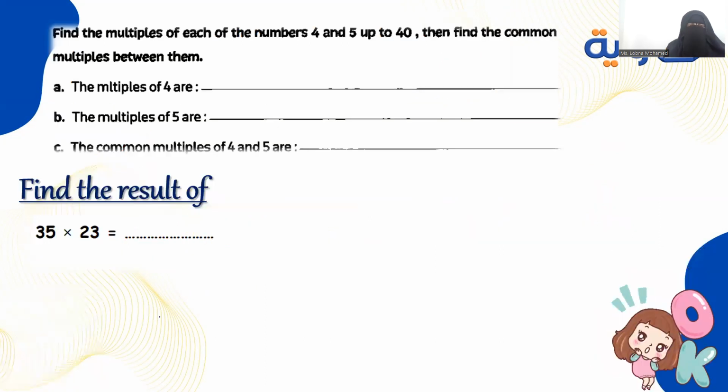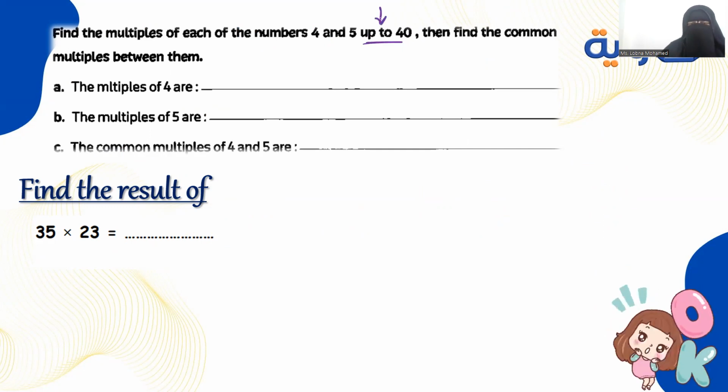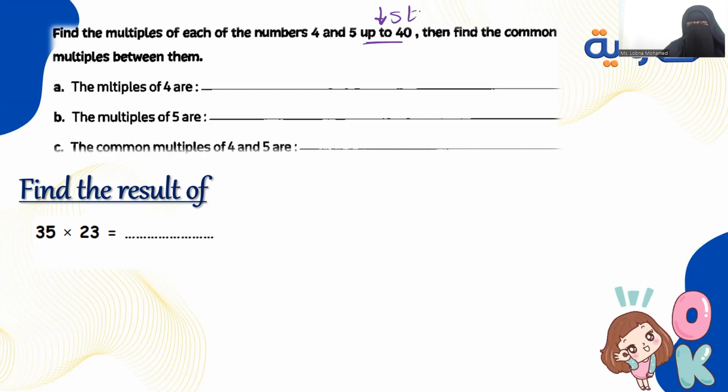Okay. Now let's move to the next question. Let's see how we can get the multiples and the common multiples. First, it says to find the multiples of each of the numbers 4 and 5 up to 40. Up to 40 means you have to stop at 40, stop at this number. Then find the common multiples between them.